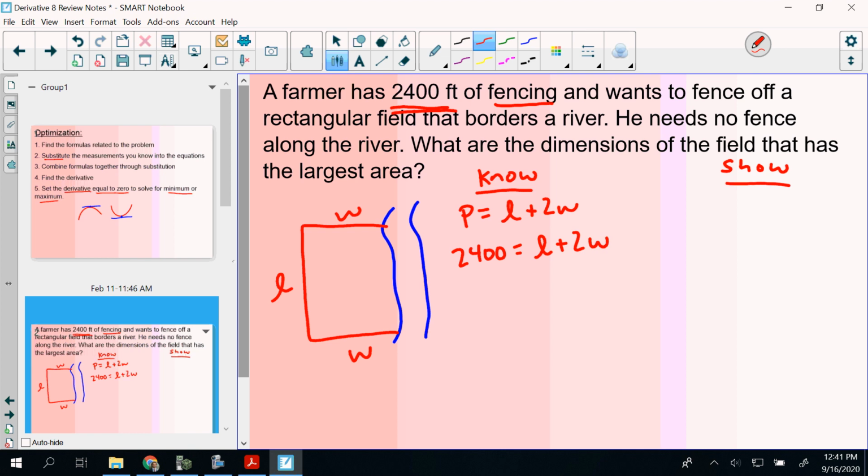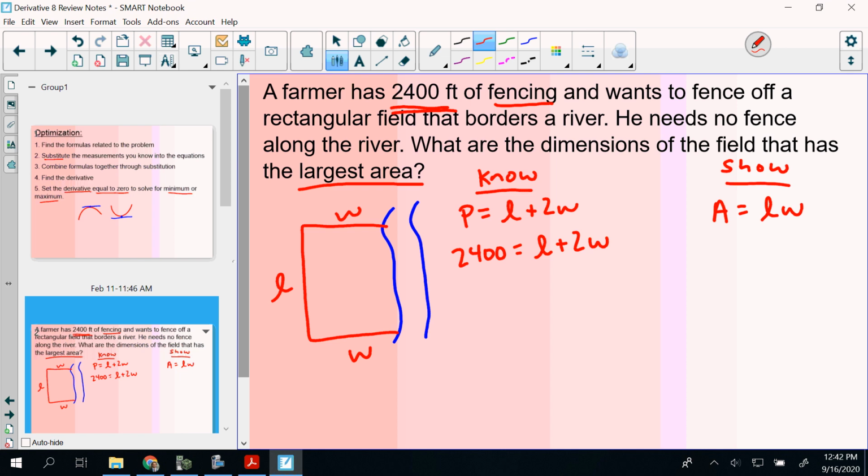What are we trying to show? To go to the question, what are the dimensions of the field that has the largest area? We're trying to maximize area here of this fence. So the area enclosed of a rectangle is just length times width. Now, we know we're going to have to take the derivative of that to maximize it. With 2 variables, that's going to be a little bit hard. We want to, if we can, get down to 1 variable.